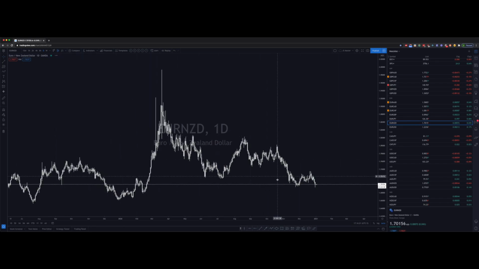EURNZD. Yeah, we have this downtrend happening here. So what we'll be looking for on this one would be a clear breakthrough of this level here. So a clear push down, come back up, test it, and then drop. Cool. So yeah, something like that. If we see that setup, then I'll be looking for a short position there.